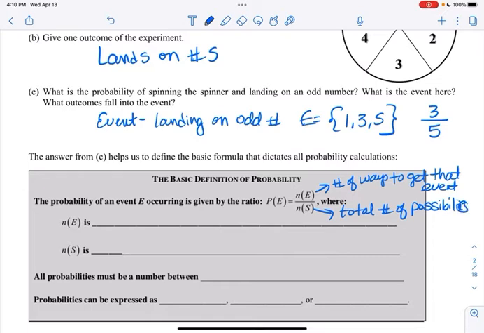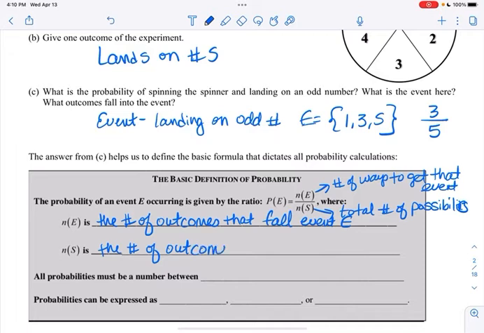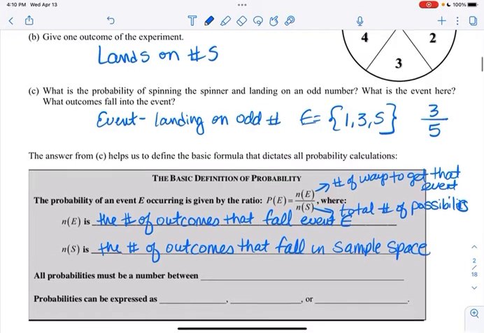E is the number of outcomes that fall in the event, the number of outcomes that fall in event E. And S is the number of outcomes that fall in the sample space. So basically, all the number of possible outcomes that are available.